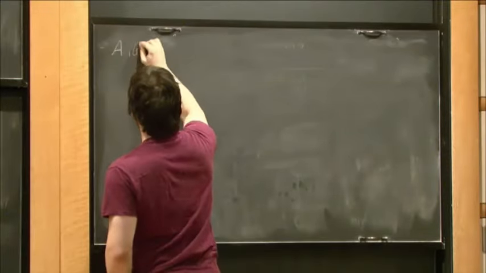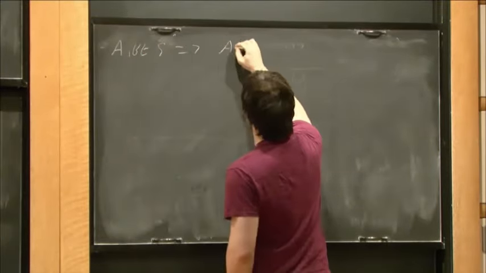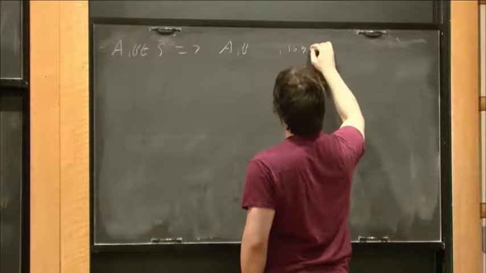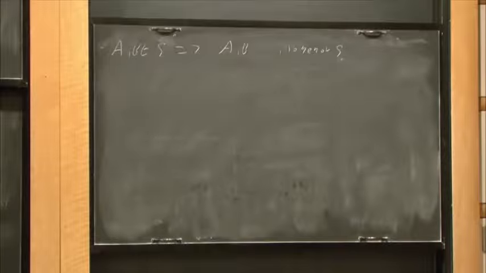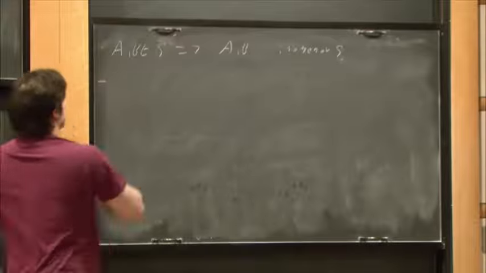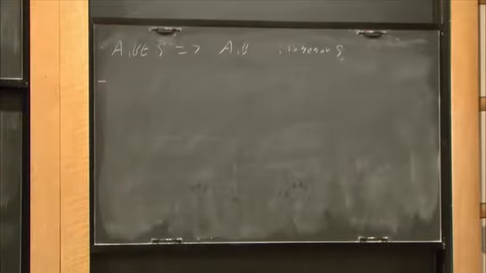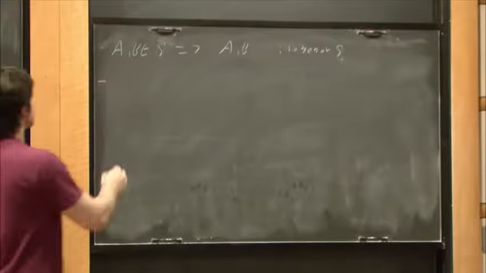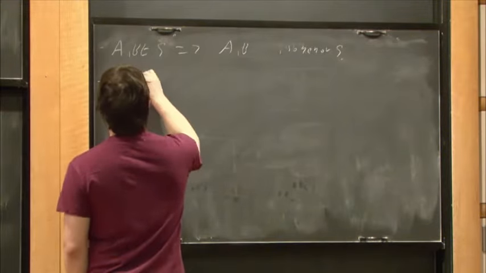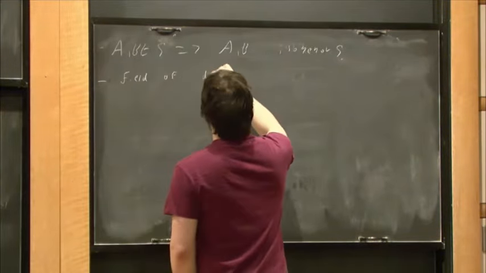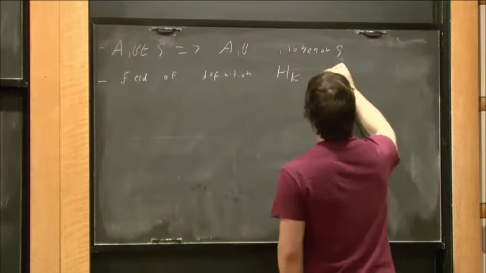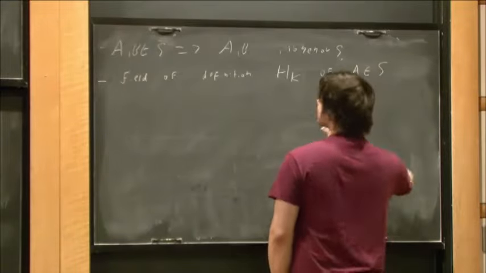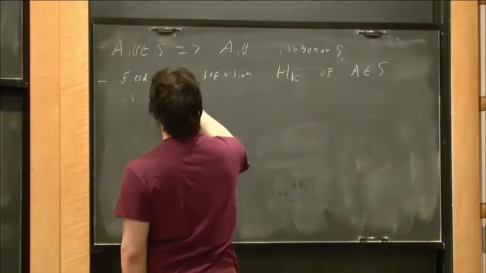So if A and B are in S, then A and B are isogenous. That's true just because they have the same CM type. All abelian varieties of the same CM type are isogenous. And the field of definition by CM theory, let's call it H sub K, of A in S, is independent of A.